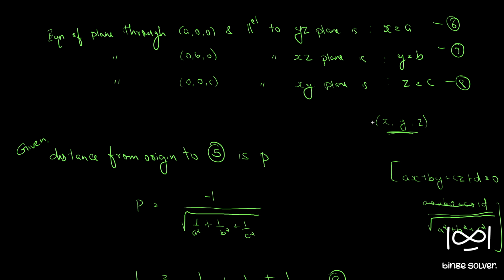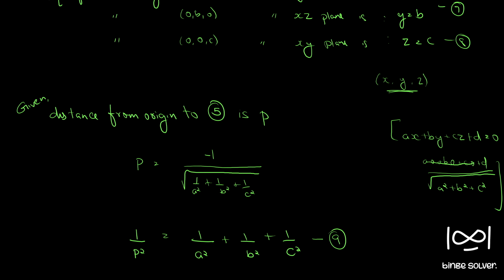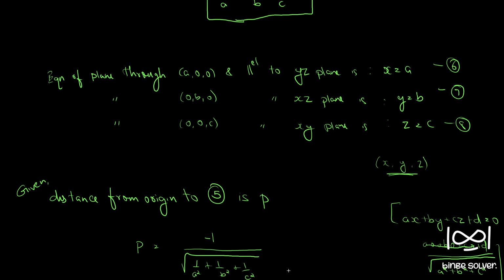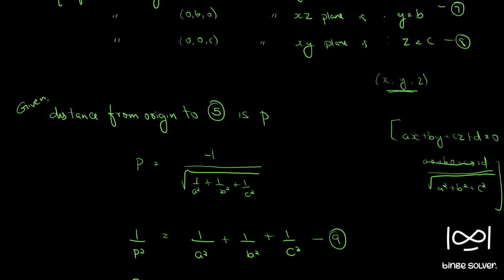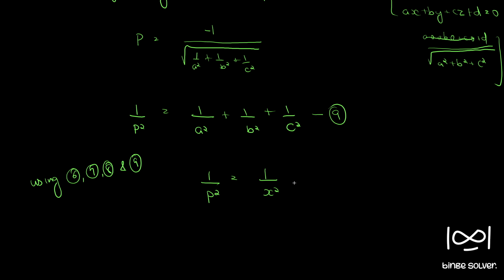Now to find the relation between x, y, z by eliminating a, b, c, we just need to substitute these values 6, 7, 8 into 9. Using 6, 7, 8, we have 1 by p square is equal to 1 by x square plus 1 by y square plus 1 by z square, since x is equal to a and so on. So p is the constant here, and x, y, z is changing. It's the relation between x, y, z with p as the constant. So we have our required equation of the locus of points of intersection.